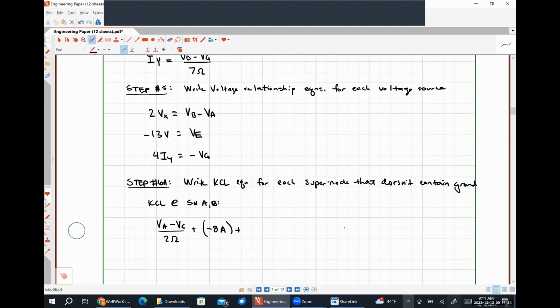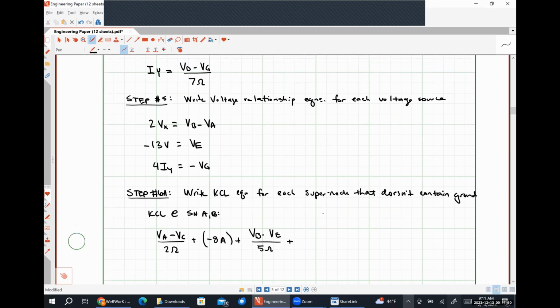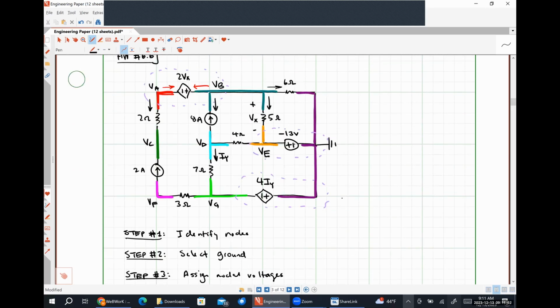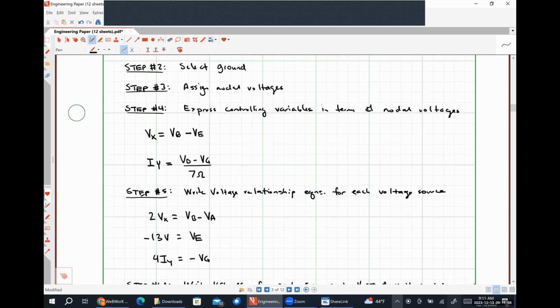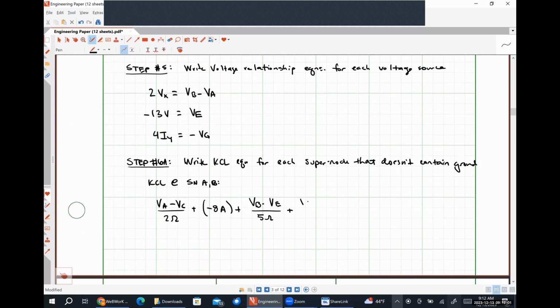Ryan, maybe? What's your name again? Daniel. Thank you. VB minus VE over 5 ohms. And then we have the current flowing to the right through that 6 ohm resistor. VB over 6. Set it equal to 0. All righty.